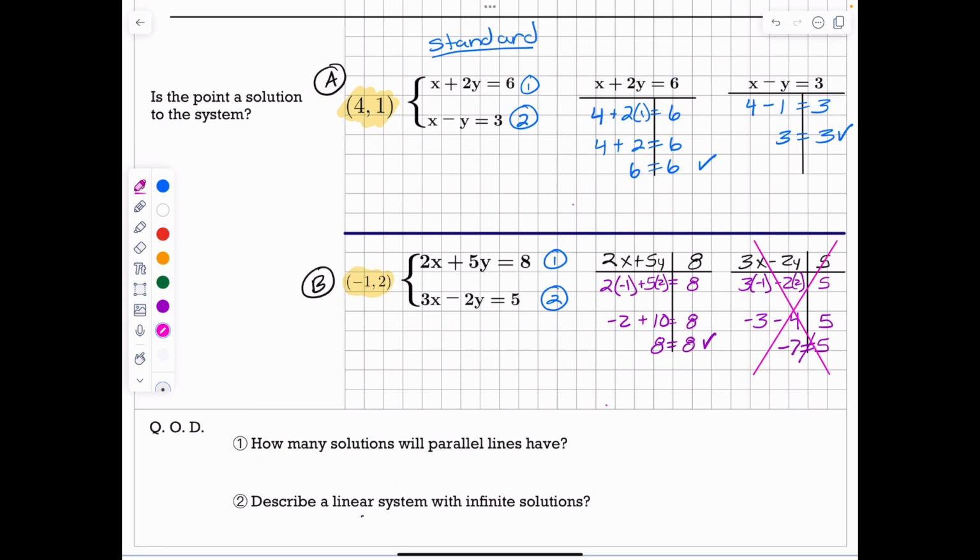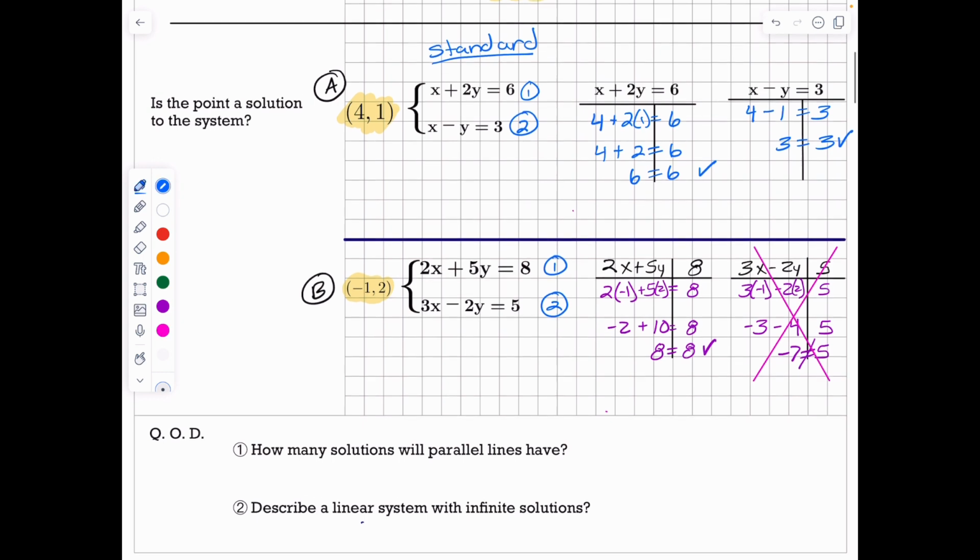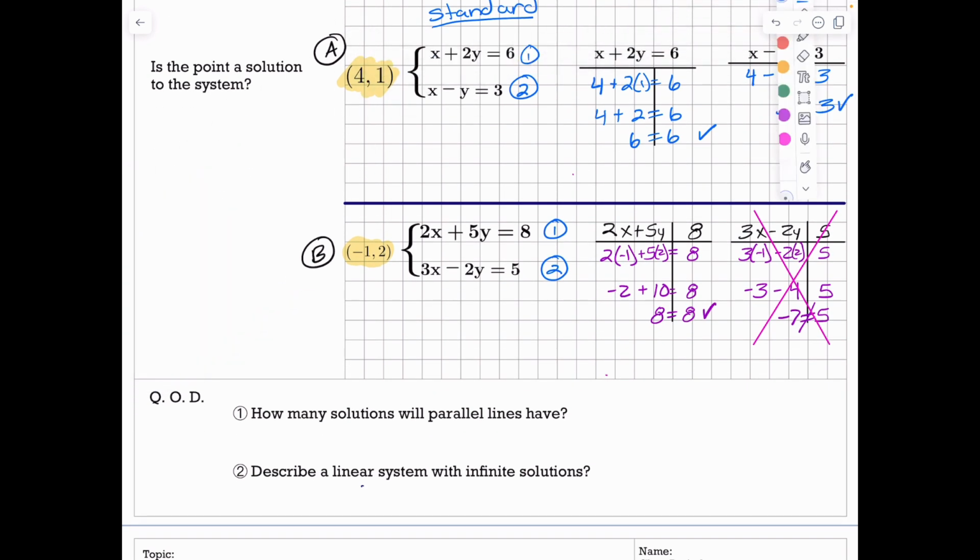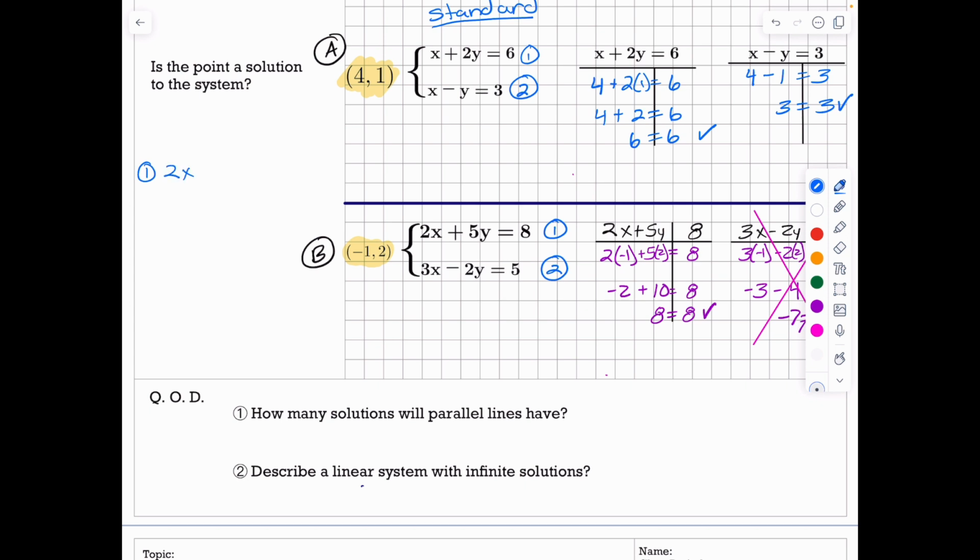Okay, so before I can graph these, I will have to convert them both to slope-intercept. So the first one, 2x plus 5y equals 8. Slope-intercept form, got to solve for y. So I'm going to subtract 2x from both sides. Then divide everything by 5.